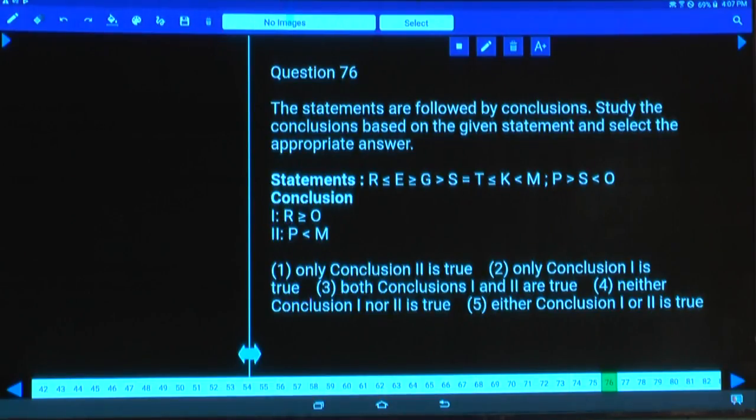Then coming to question number 76. Now in this 76, the relation between R and O. Now sir, R to S, S to O. Between R and S, 1 lesser than, 1 greater than, 2 opposite symbols, no relation.